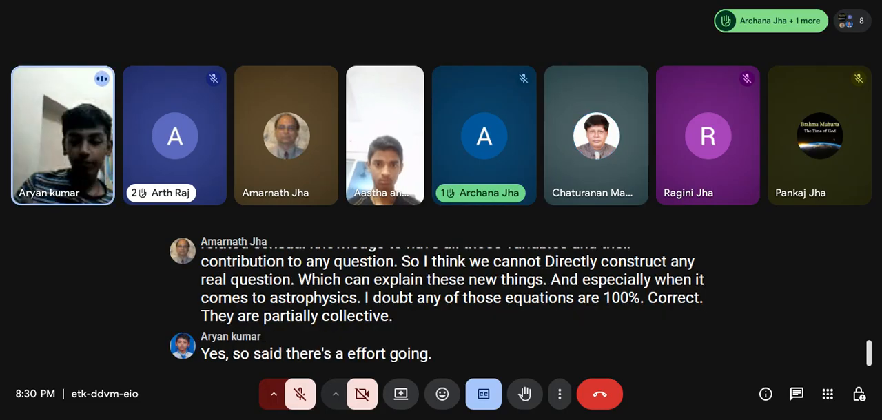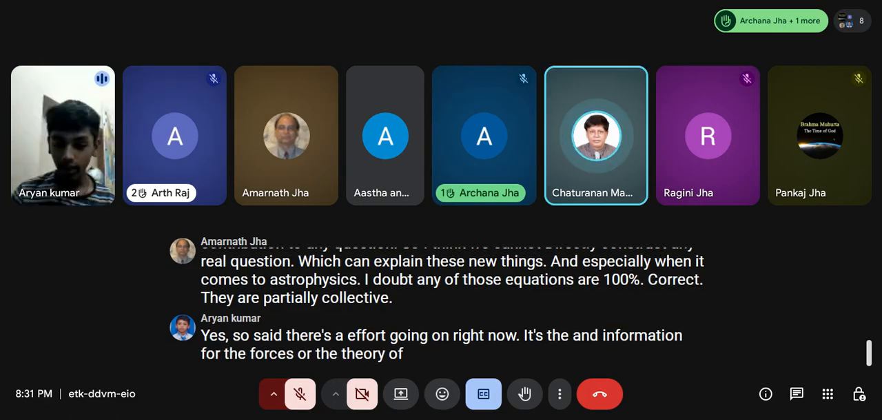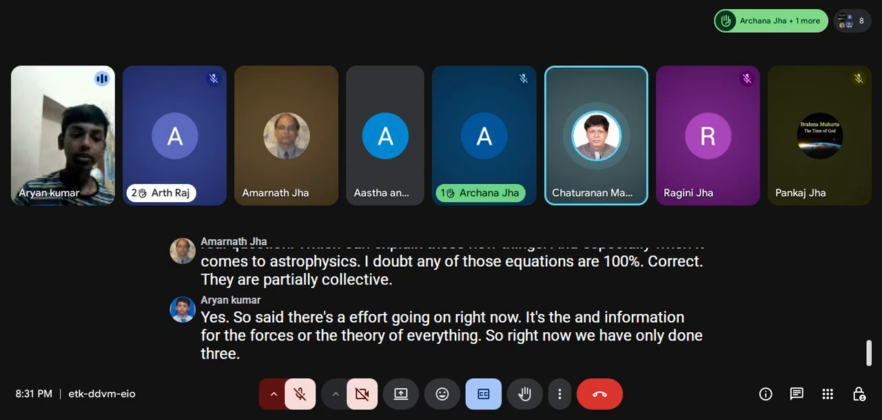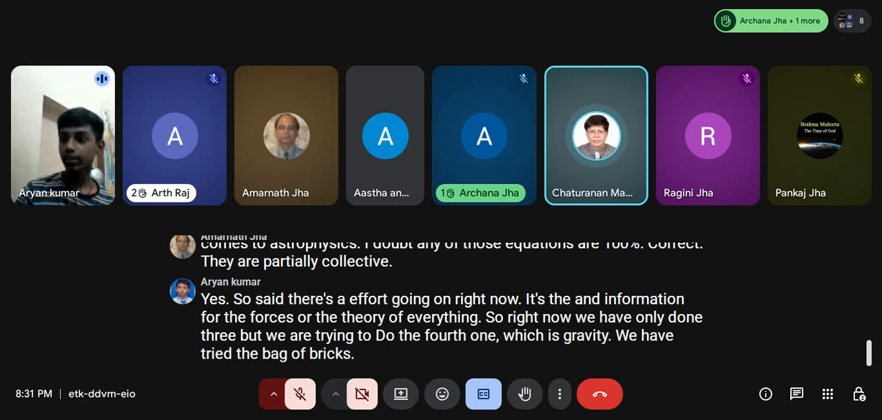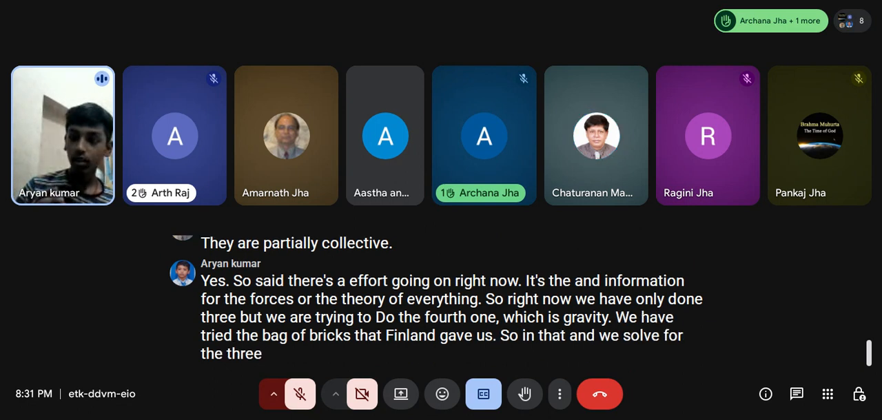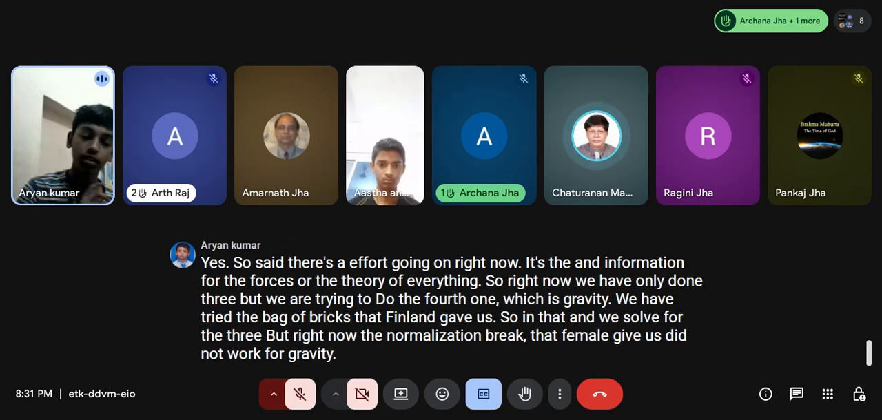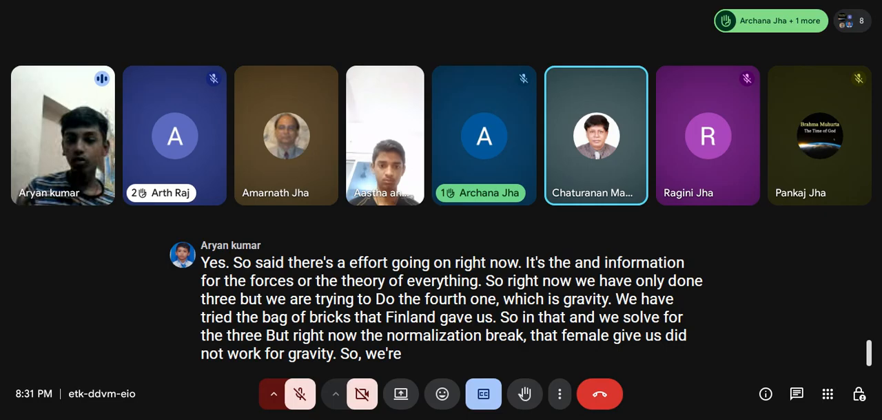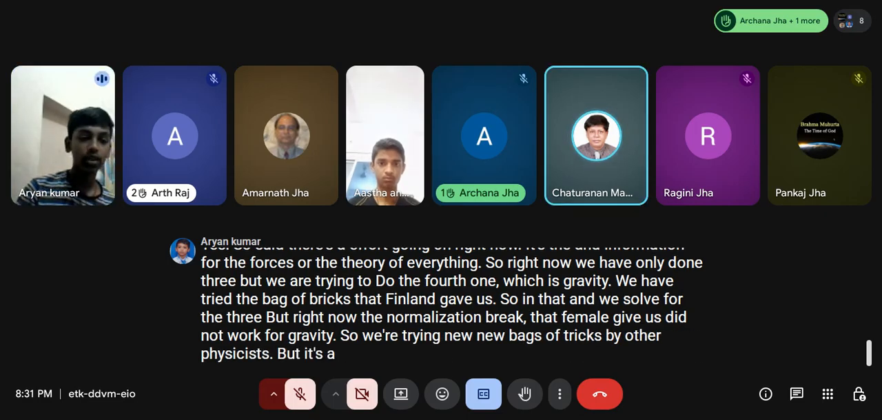Yes, sir. So sir, there's an effort going on right now. It's the planned unification of all the forces for the theory of everything. So right now we have only done three, but we are trying to do the fourth one, which is gravity. And we have tried the bag of tricks that Feynman gave us. So we did that, and we solved for the three. But right now, the normalization trick that Feynman gave us did not work for gravity. So we are trying new bags of tricks by other physicists, but it's still a long way.